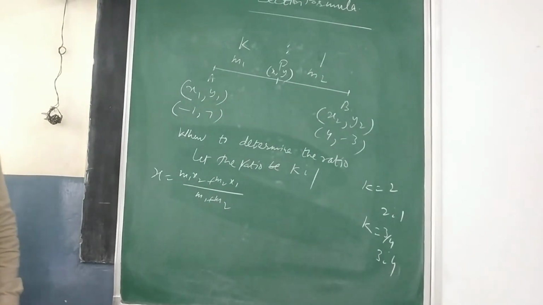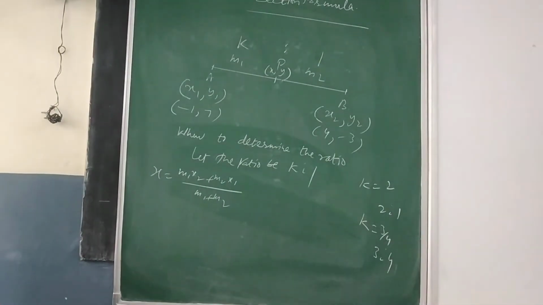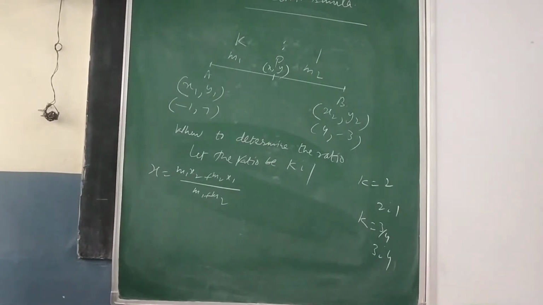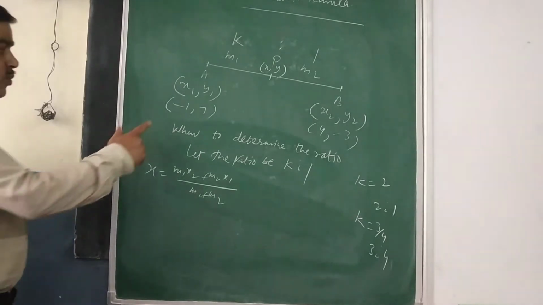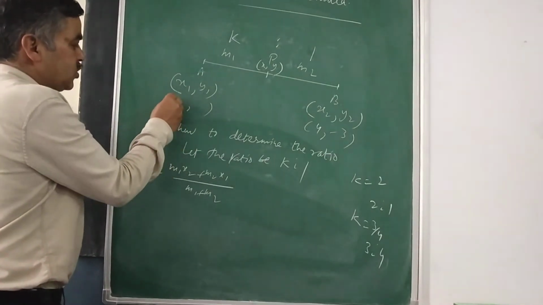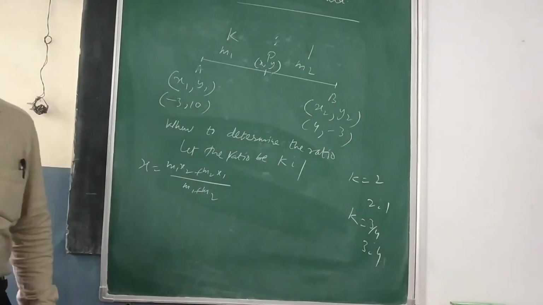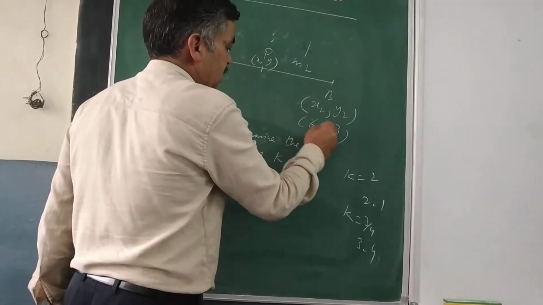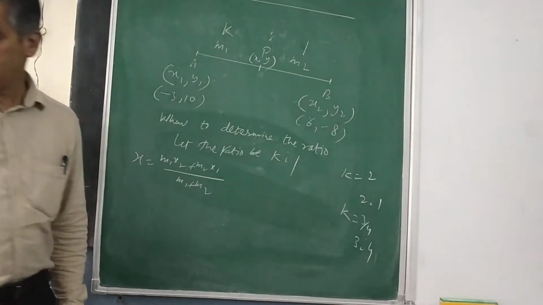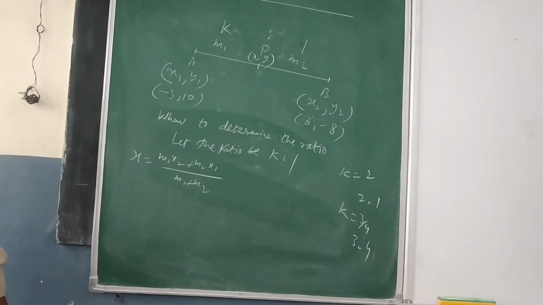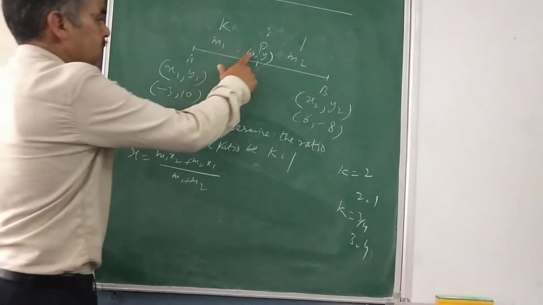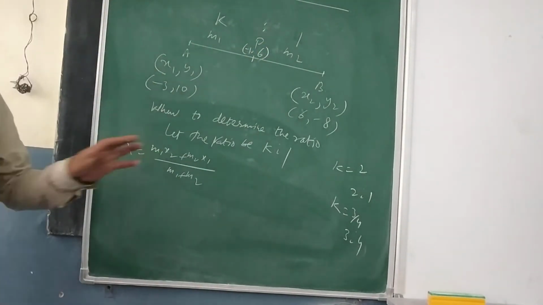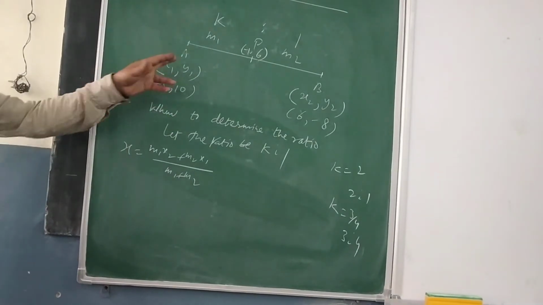So look at your question number 4: find the ratio in which the line segment joining the points minus 3, 10 and 6, minus 8 is divided by the point minus 1, 6. Here the coordinates are minus 3 and 10, and 6 and minus 8, and the dividing point is minus 1 and 6. Then you have to find the ratio, meaning the value of m1 is to m2.